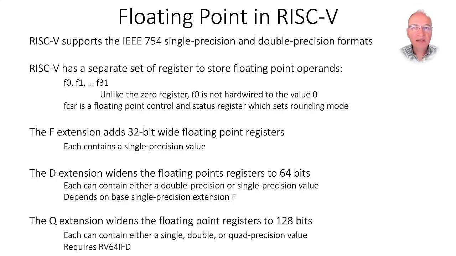Then there's another extension that is the quad extension, Q for quad. So the quad extension will widen the floating point registers to 128 bits, and each one of those 128-bit registers can contain either a single, a double, or a quad precision value.